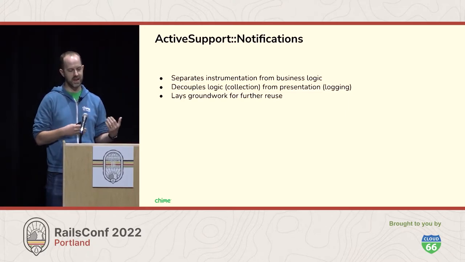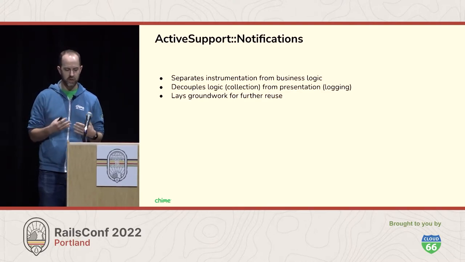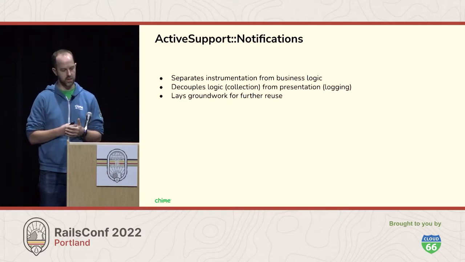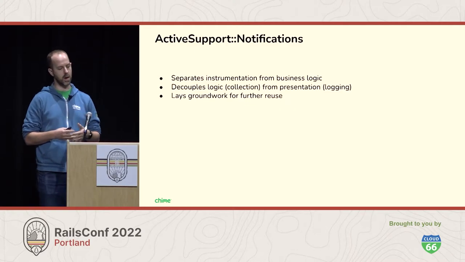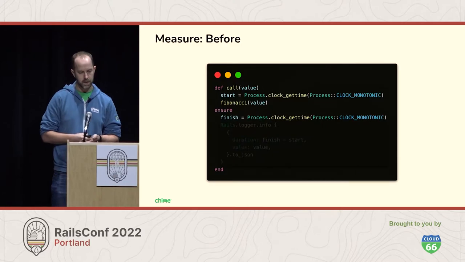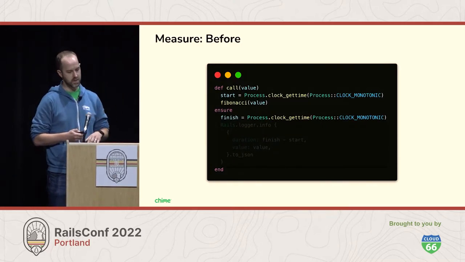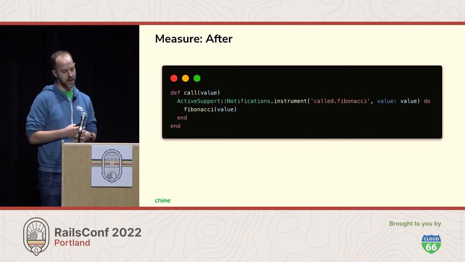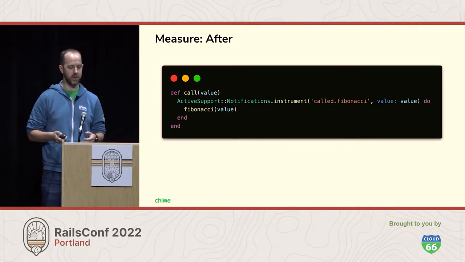The PubSub pattern that it takes internally helps decouple the logic of measuring the code in question as well as presenting it in the way that you want, that nice separation of concerns. It also lays the groundwork for further improvements and reuse, upstreaming it perhaps to an application service object if you so choose. So looking at our naive approach, we went from explicitly measuring to something like this, where we are implicitly measuring through the library. And it also will track other things that are just as important, such as object allocation and a number of other things.